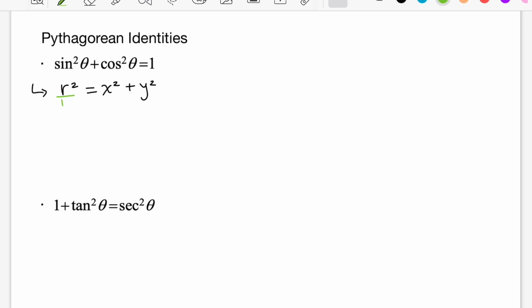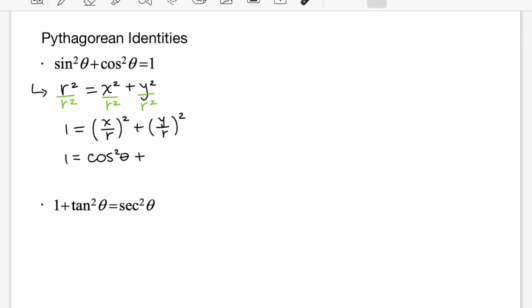Now if we were to divide both sides by r squared, on the left-hand side here we'd get 1. Then x squared over r squared can be written like this. And similarly, we have y over r squared. We still have 1 on our left-hand side. And remember, x over r is equal to cosine. And we have x over r squared, so this will give us cosine squared theta. And similarly, y over r is equal to sine, so this will give us sine squared theta, which is our identity here.